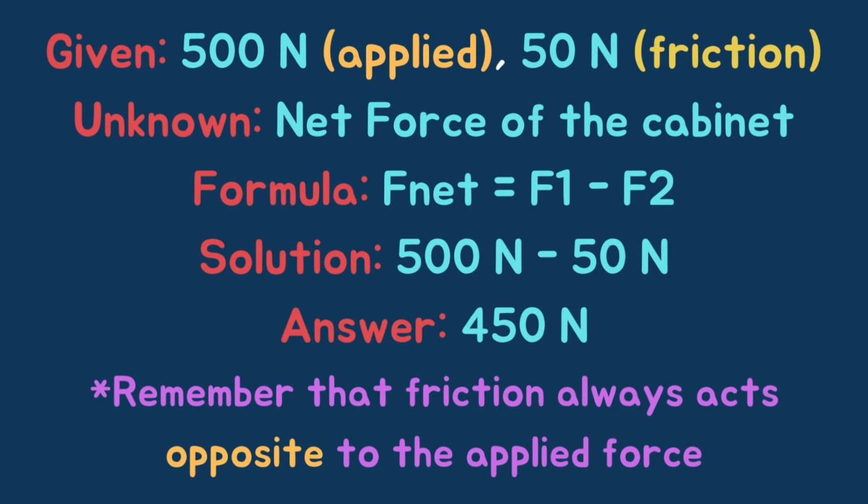The unknown is the net force of the cabinet, and the formula to be used is net force is equal to force 1 minus force 2. Remember that friction always acts opposite to the direction of the applied force. That's the reason why we have to subtract. For the solution, that's gonna be 500 Newton minus 50 Newton. The answer is 450 Newton.